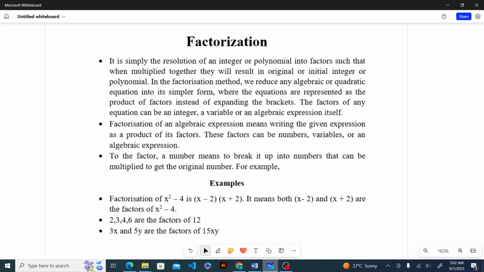Today we are going to do factorization. This is basically a very interesting topic and it's really easy as well. So let us see what is factorization.